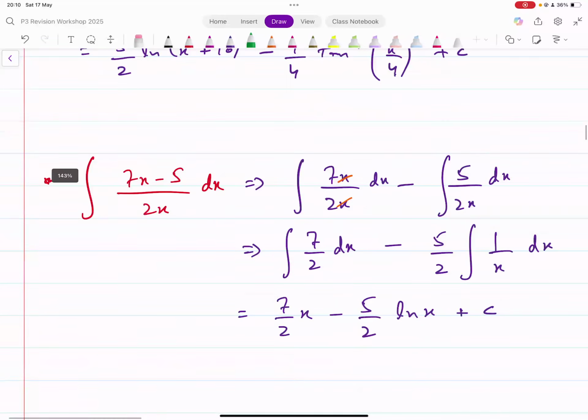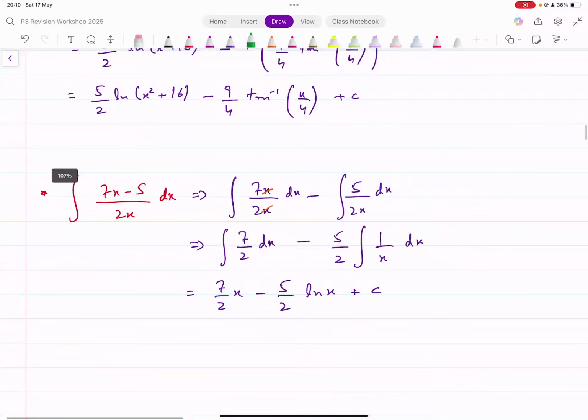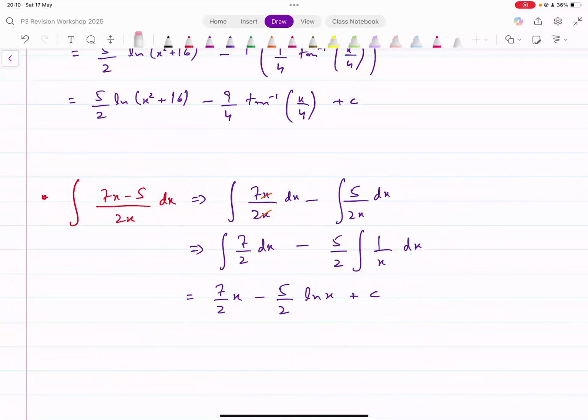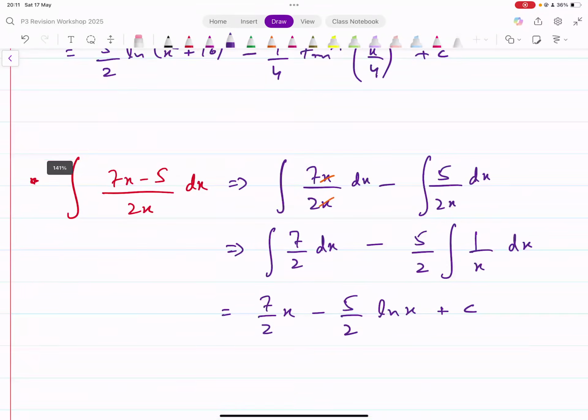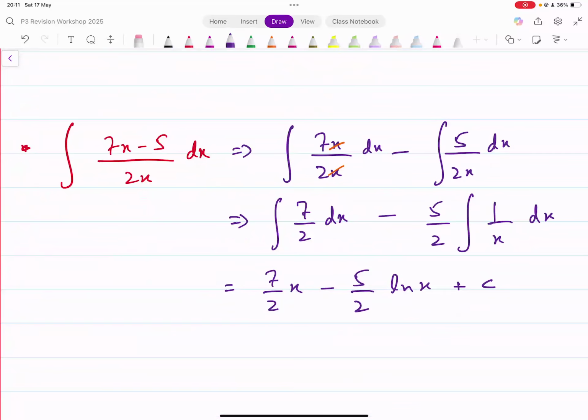Similarly, we could have an example like this: 7x minus 5 divided by 2x. If you want to integrate this, again, we could split it into two parts. Let's write 7x over 2x separately, 5 over 2x separately. Now the first one just becomes a constant, which can be integrated to 7 over 2 times x. The second one can be integrated using the ln rule. If we write 5 over 2 outside, we have 1 over x left, and that's ln of x, and that's your final result. That's how you could integrate.